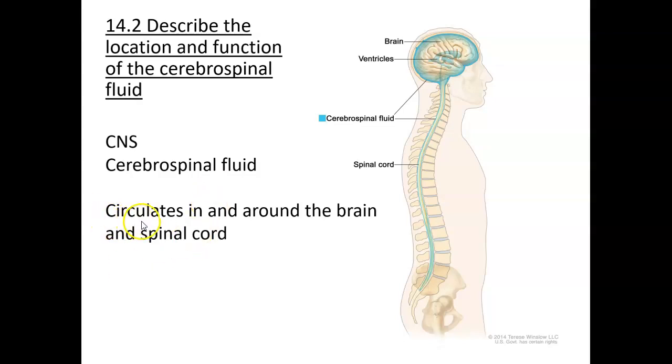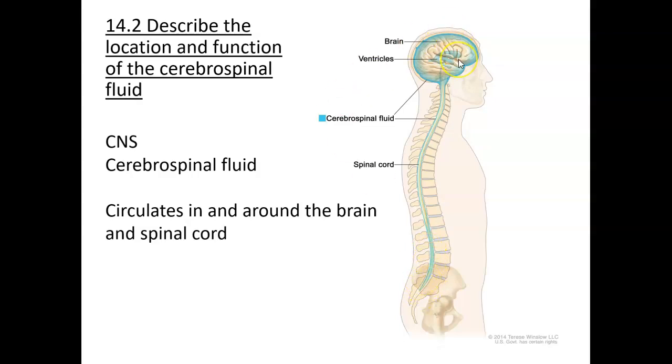So here I have a statement. It says the cerebrospinal fluid circulates in and around the brain and the spinal cord. So if you look at this picture, the blue shows you where the cerebrospinal fluid is, and what you can see here is there's actually spaces inside the brain where you have some of this cerebrospinal fluid, and it's found on the outside, completely surrounding the brain, as well as the outside of the spinal cord. And there's a tiny little hole in the center of the spinal cord where cerebrospinal fluid is found.